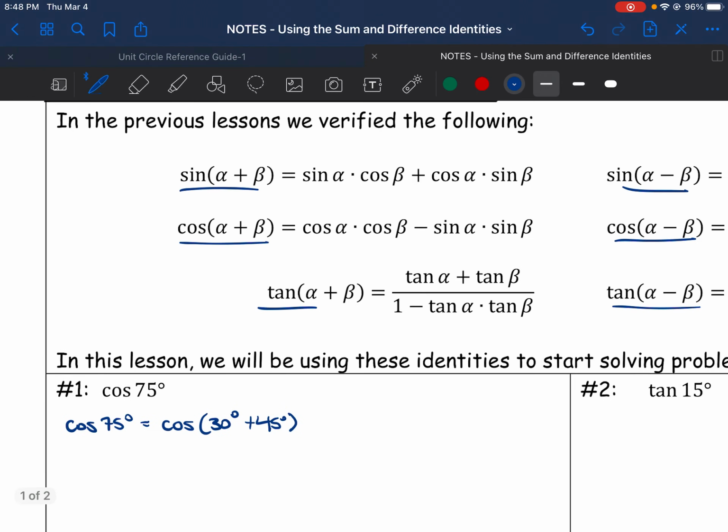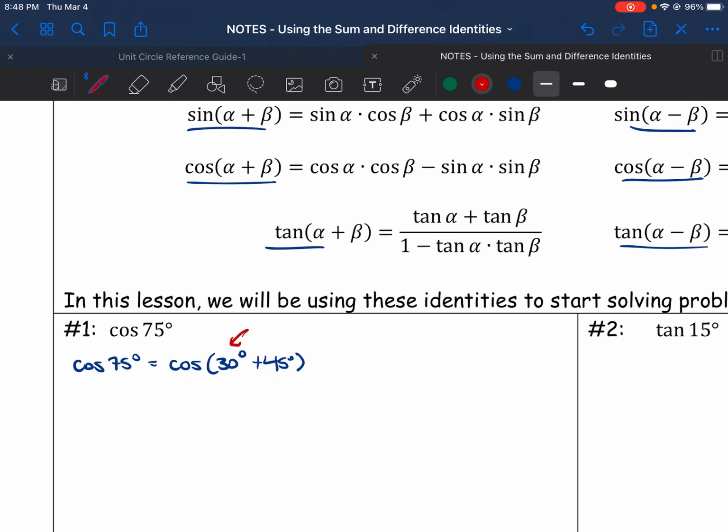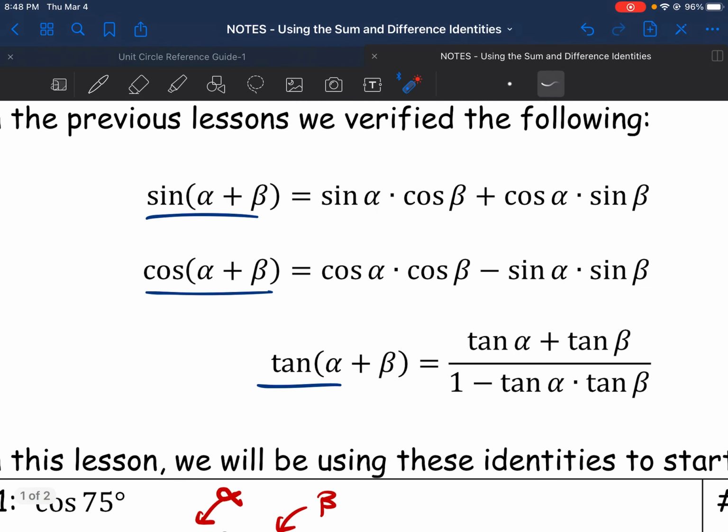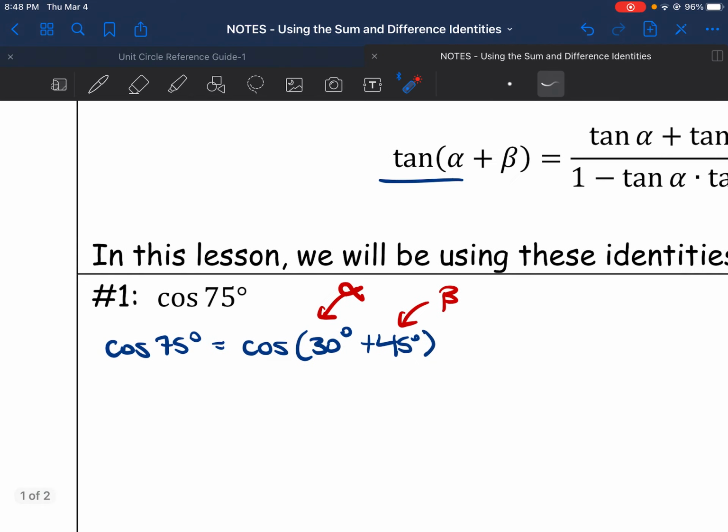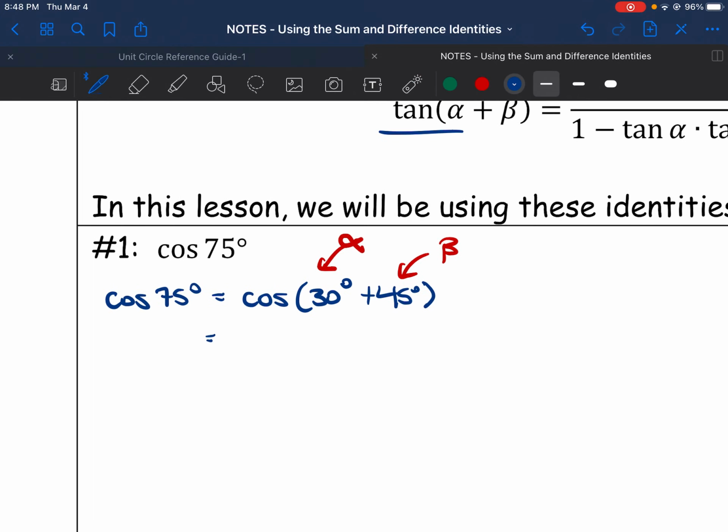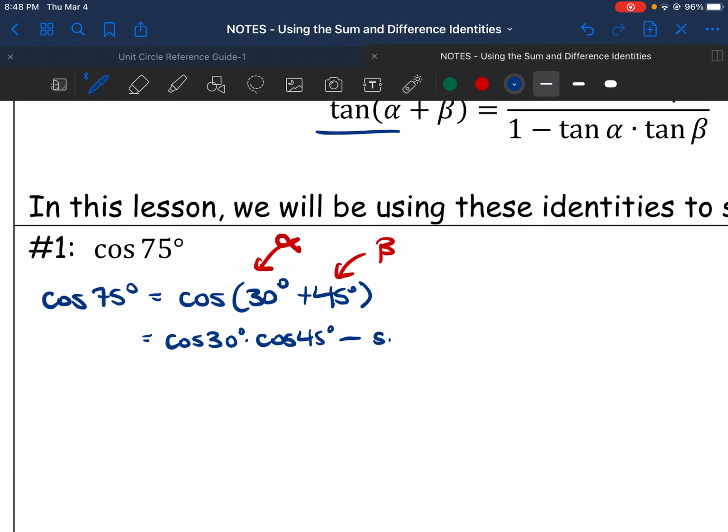So what we're going to be using is the addition formula for cosine. Alpha and beta are going to be 30 degrees and 45 degrees. So I'm going to label 30 degrees as alpha. That's a little sloppy though, let's try that again. 30 degrees as alpha and 45 degrees as beta. So let's just follow the formula. Cosine of alpha plus beta is cosine alpha cosine beta minus sine alpha sine beta. So this is going to be cosine 30 degrees cosine 45 degrees minus sine 30 degrees times sine of 45 degrees.